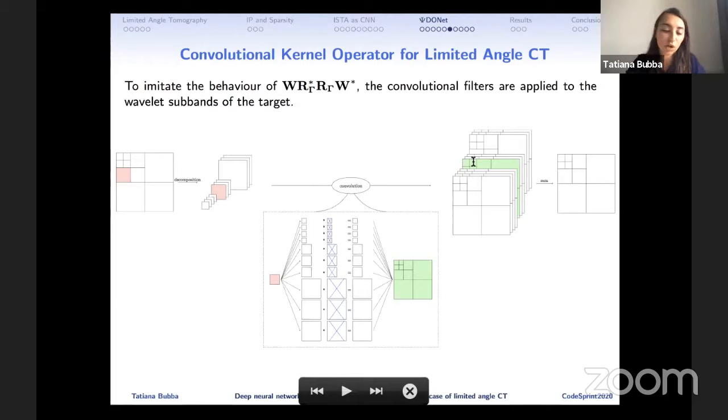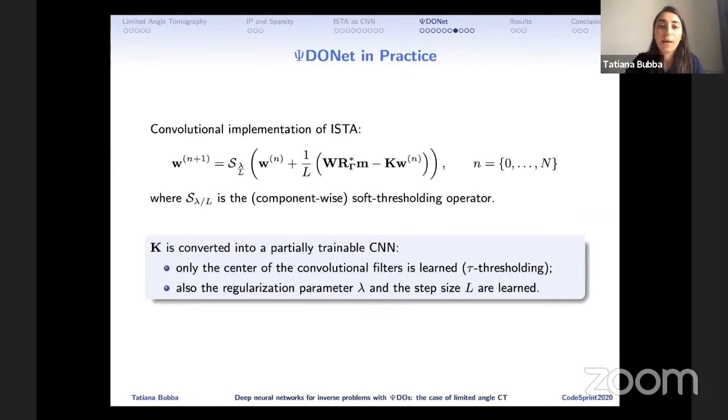So this is basically the structure of the network. And these slight modifications do not affect the main result, because they still amount to doing a perturbation on the standard ISTA. Once we have done this, what it does is that our K here is converted into a partially trainable convolutional neural network, where only the center of the convolutional filters are learned.